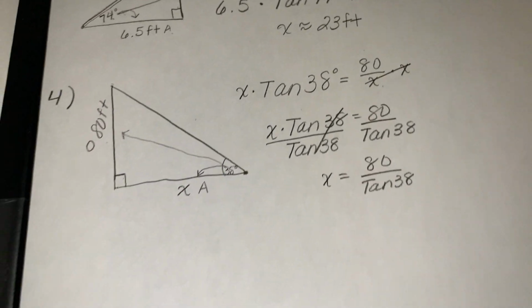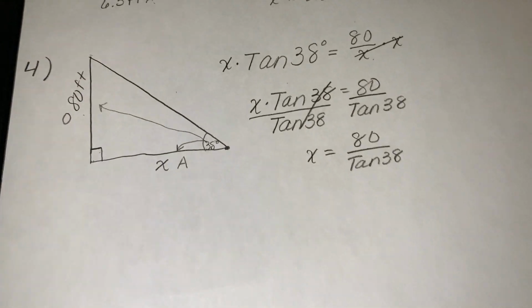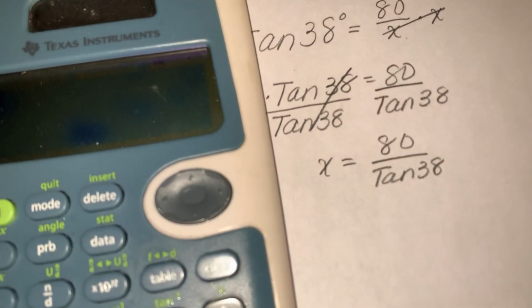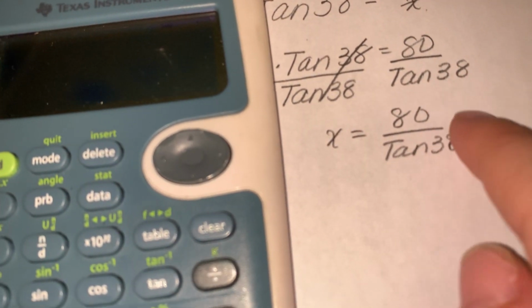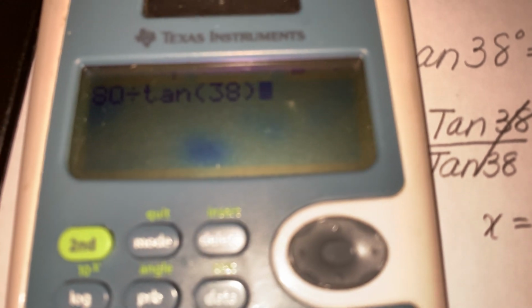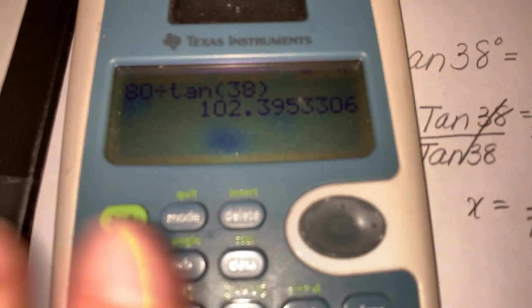Now that I have that, all I need to do is use my handy dandy calculator, and we're going to type it in as such: 80 divided by the tangent of 38. So 80 divided by the tangent of 38. And this gets me 102.